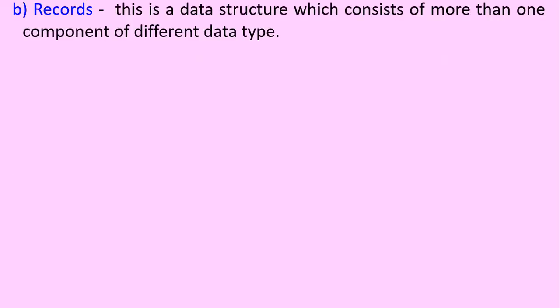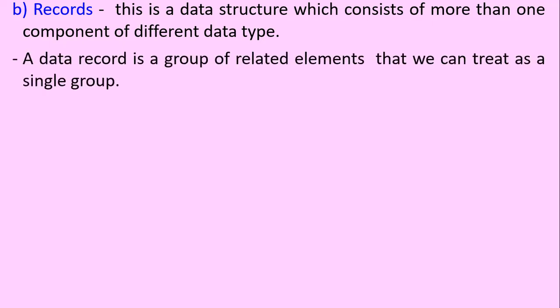Let's now look at records. This is a data structure which consists of more than one component, but of different data types. And that's the difference between arrays and records. An array is a data structure that consists of one data type, while a record is a data structure which consists of more than one data type. A data record is a group of related items or related elements that we can treat as a single group.